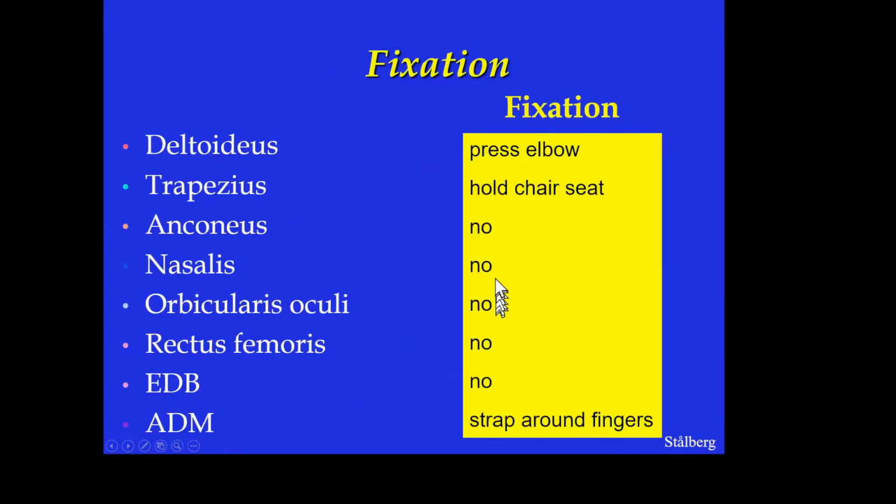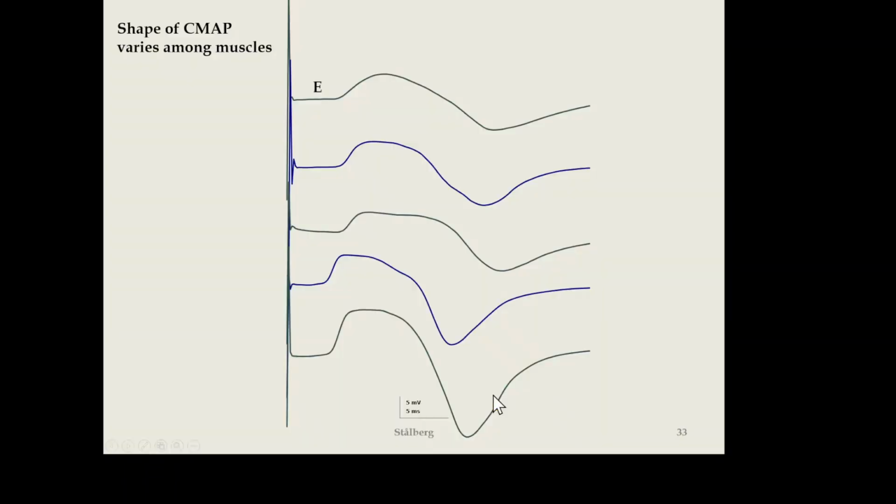And for stimulation in muscle fixation, for the deltoid, we can press the elbow a little mechanically with our own hand, and for the trapezius, the patient can hold the seat of the chair and pull in this way to stabilize the trapezius. And for the hand muscles, we simply place a small strap around the fingers to avoid too much movement.